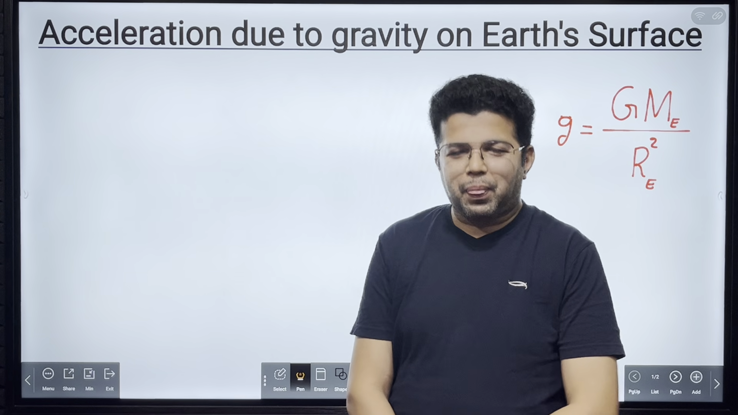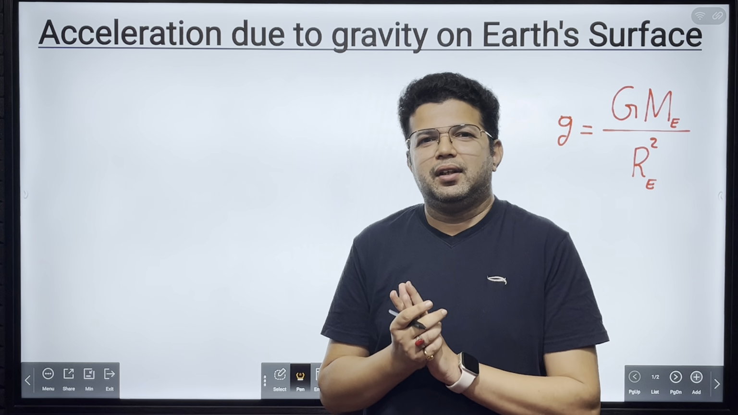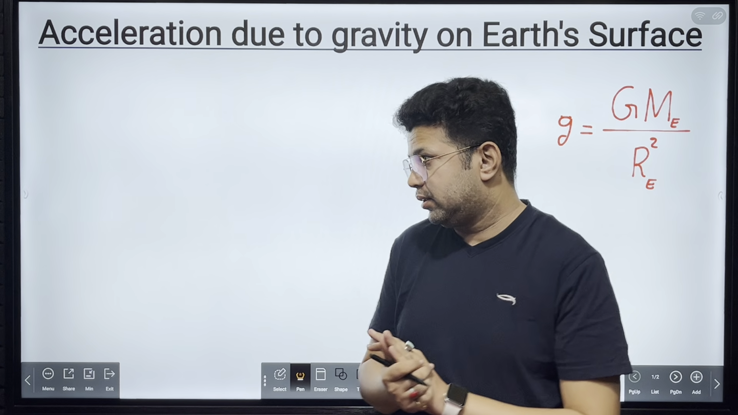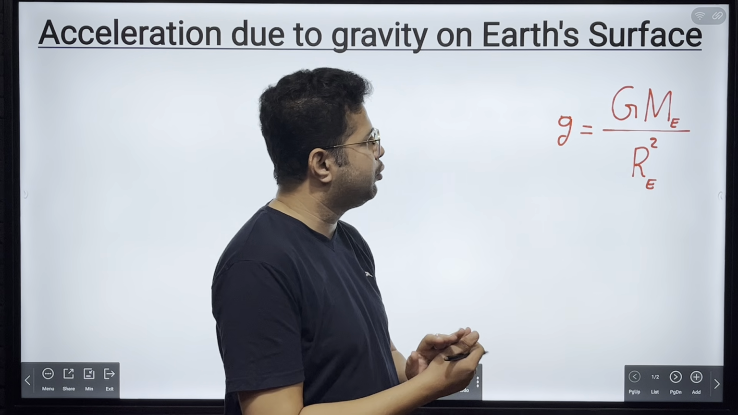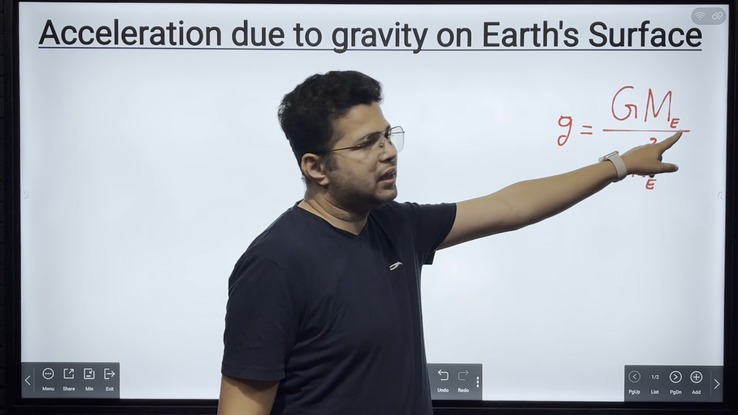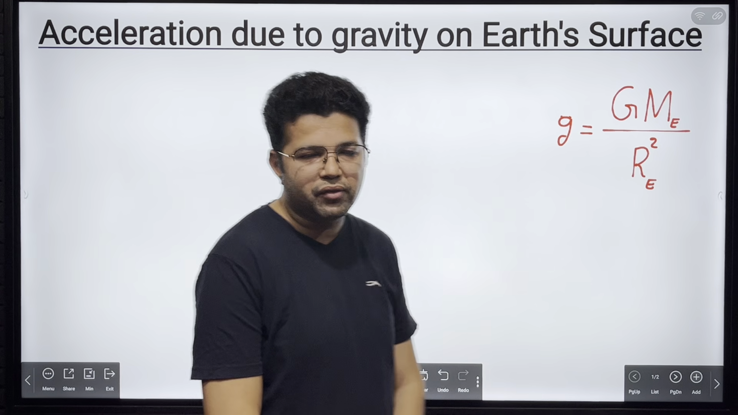Hello my dear students, in this small video we are going to derive an expression for acceleration due to gravity on the surface of earth. We are going to derive this equation g is equal to G Me divided by Re square, where Me stands for mass of earth and Re stands for radius of earth.